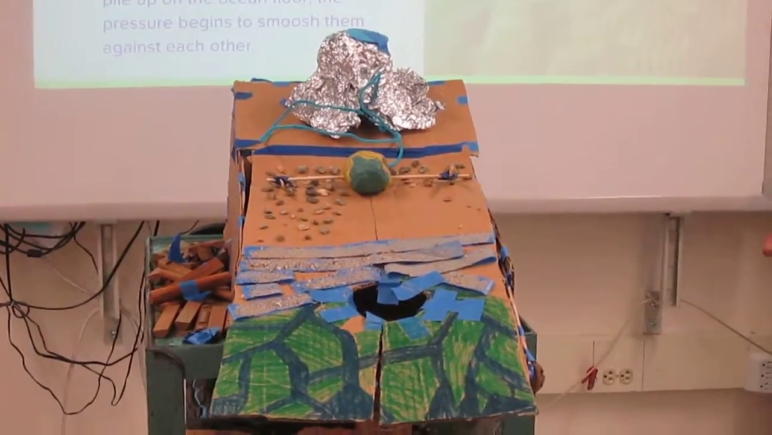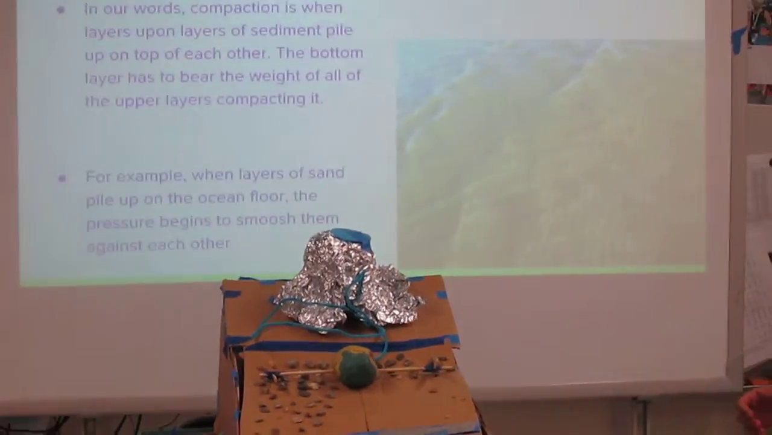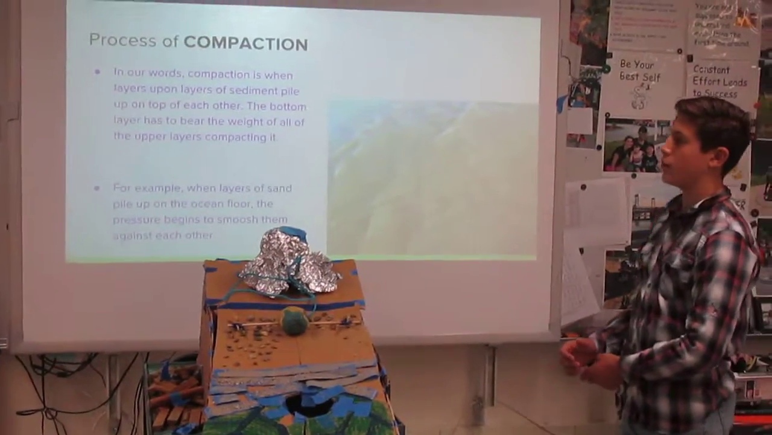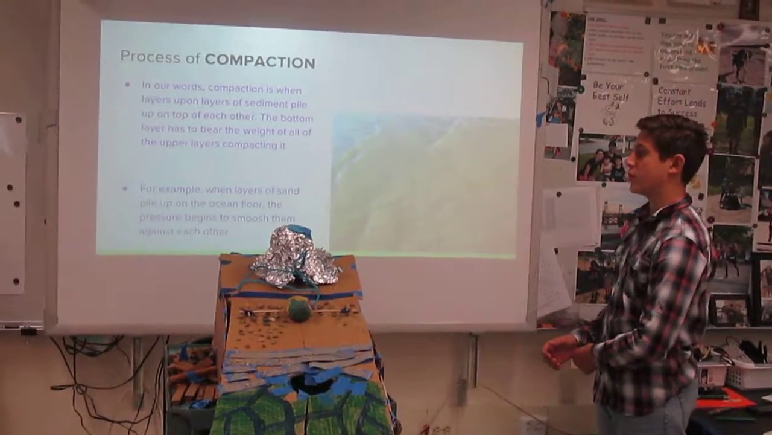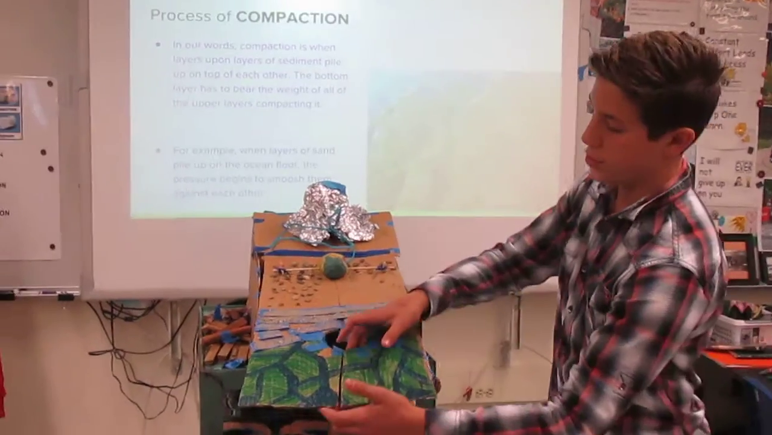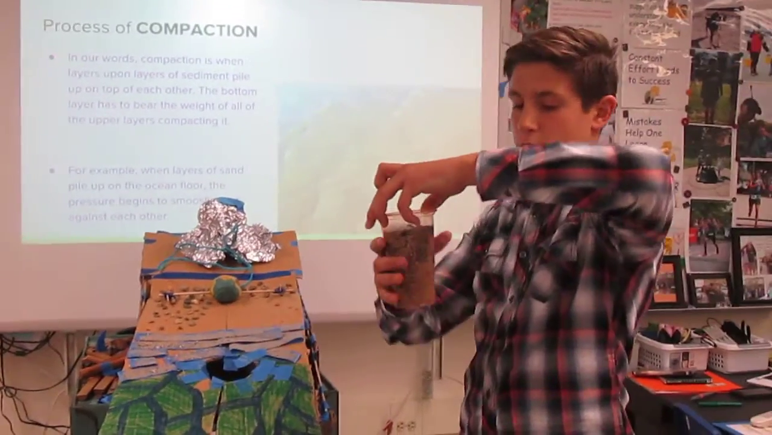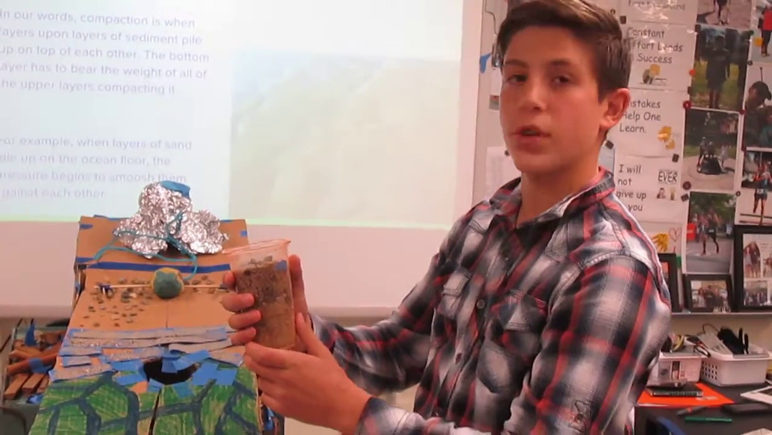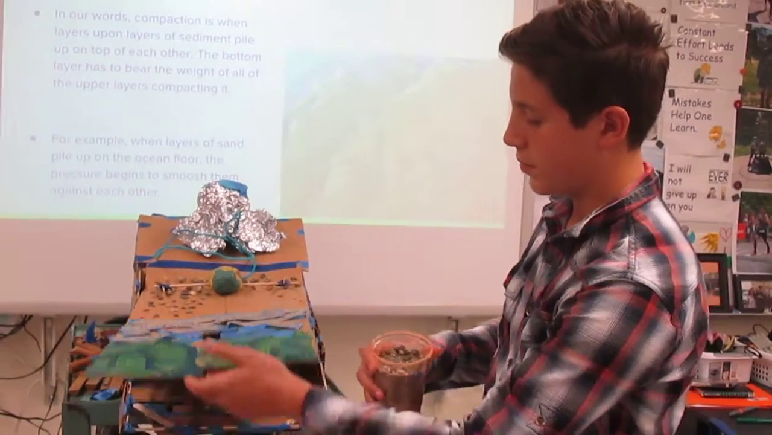So, process of compaction. In our words, compaction is when layers upon layers of sediments pile up on top of each other. The bottom layer has to bear all of the weight of the upper layers compacting it. For example, when layers of sand pile up on the ocean floor, pressure begins to smush them against each other. So in our model, we showed that by our cup, so the bottom layers are a lot stronger and bonded together kind of because of all the weight of all the top layers pushing down on it.